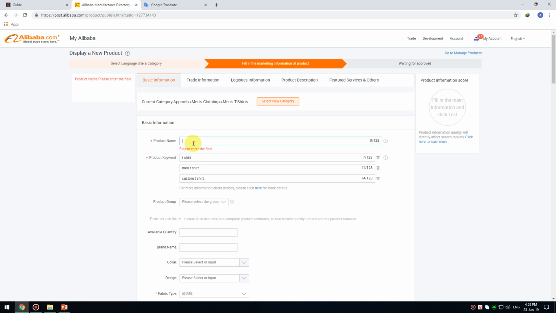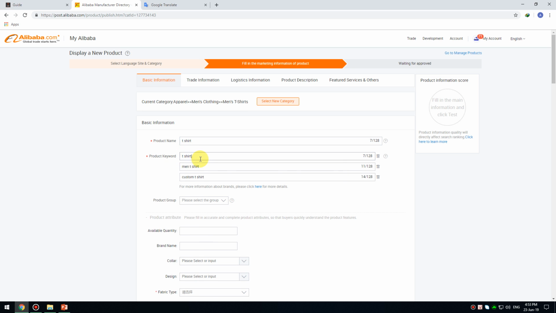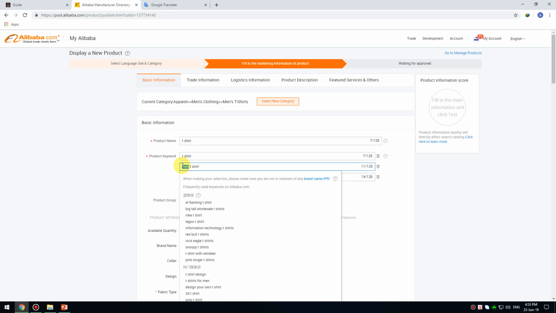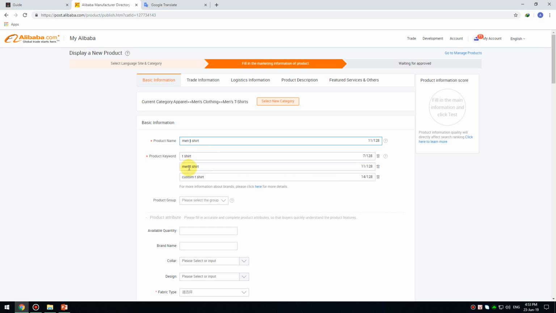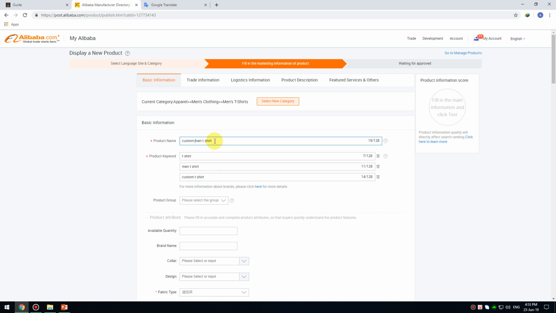So you should place them like this: men t-shirt. The first keyword is your strongest keyword, so you need to put it at the end of your product name. Secondly, your second keyword, men t-shirt, should be placed like this. And finally, your third keyword, which is your weakest keyword, you should place like this. So this is the arrangement of good product keywords in your product name.